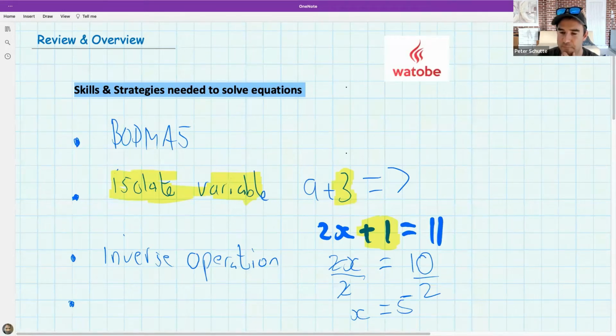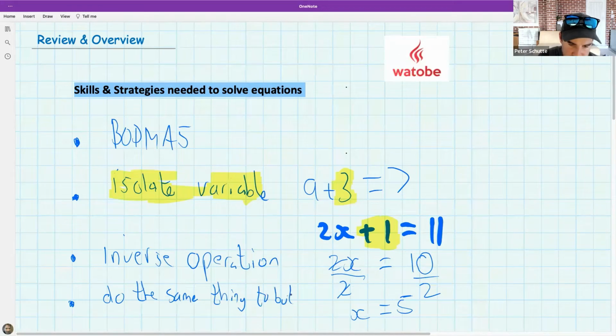I'm doing something to both sides of the equation to keep it equal. Perfect. So do the same thing to both sides.